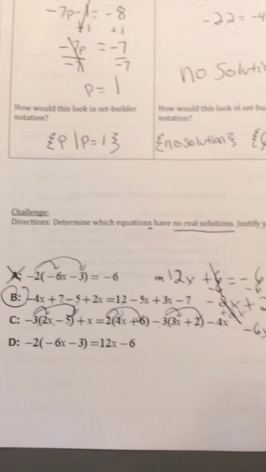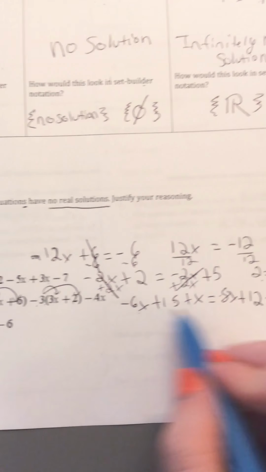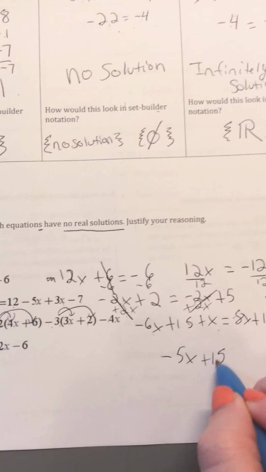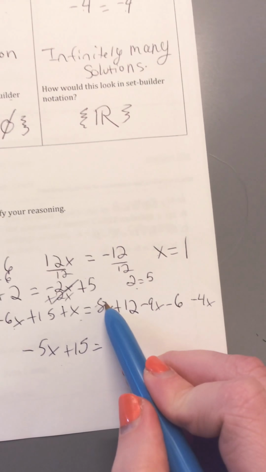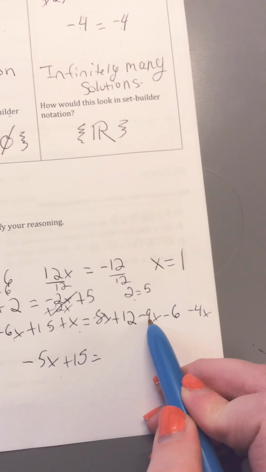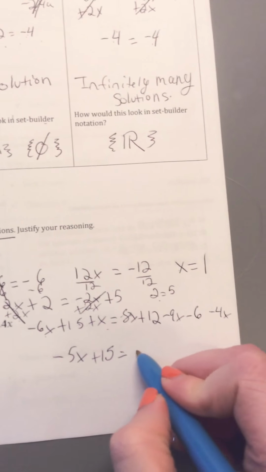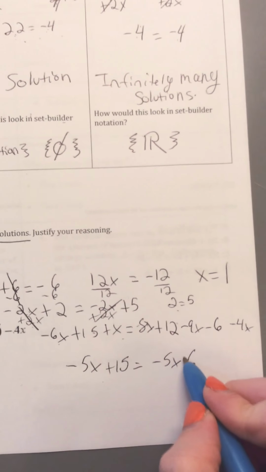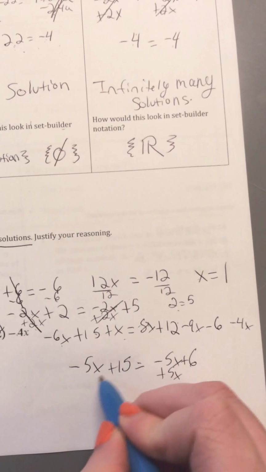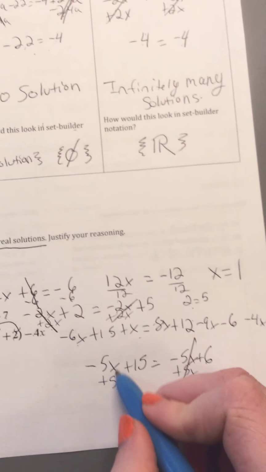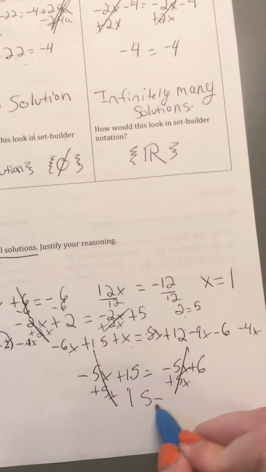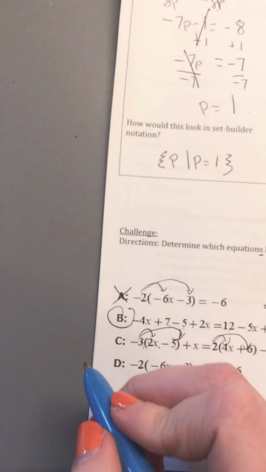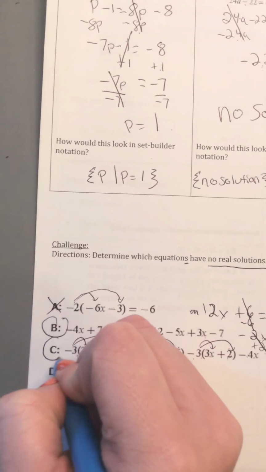Now we have to combine some like terms. So we have -6x and +x. That gives me -5x. And then +15. Then we have 8x minus 9x, which is -1x, minus 4x, which is -5x. And then we have 12 minus 6, which is 6. So I'm going to add 5x to both sides. Here it cancels, here it cancels, so I have 15 equals 6. We know that those are not the same number, which again is no solution. So this is going to be one of our answer choices.